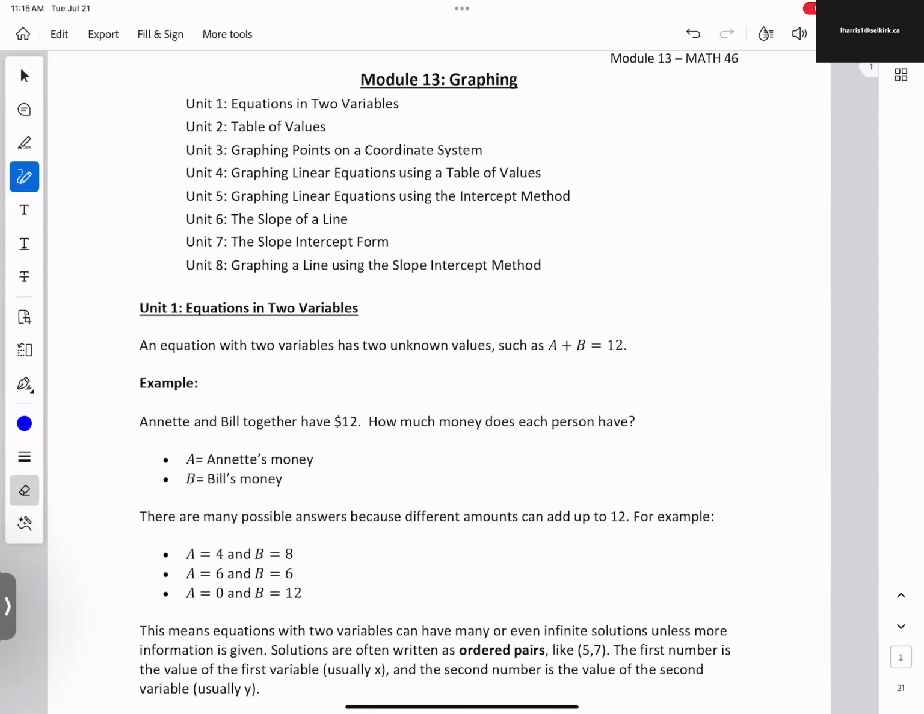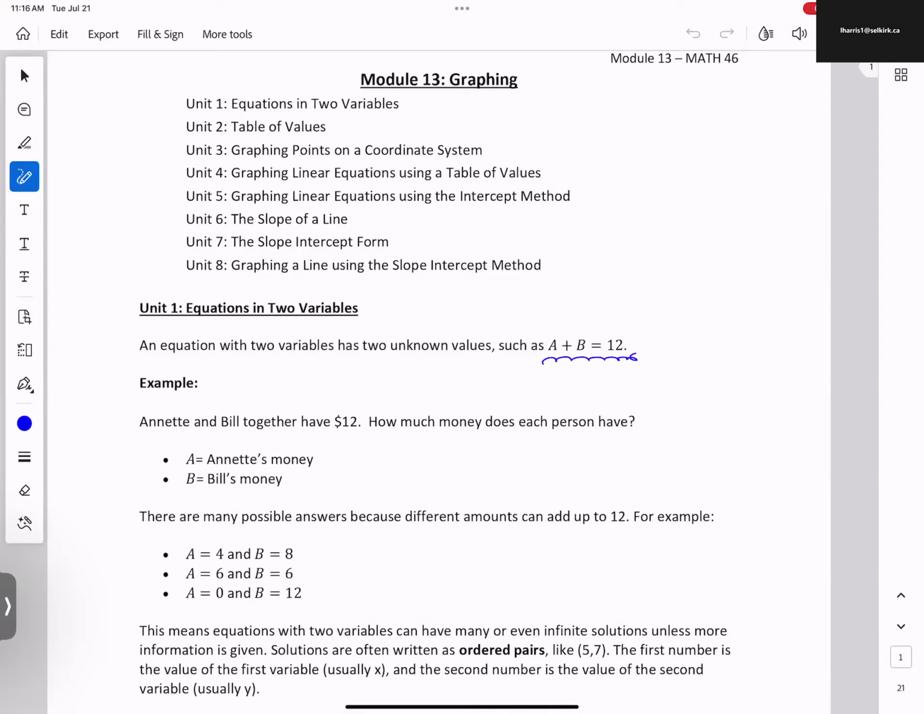Now we move on to Module 13, where we're going to be looking at graphing and specifically graphing equations of lines. And so our first unit is introducing equations in two variables. So here's an example of an equation in two variables. A plus B equals 12.